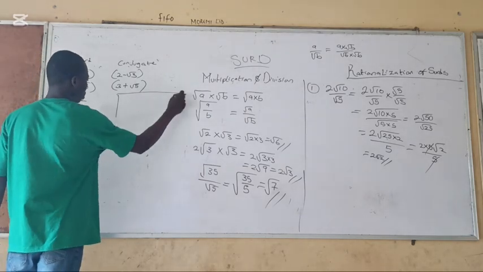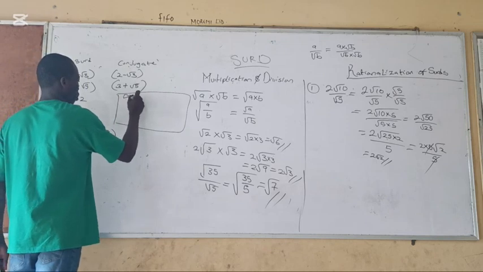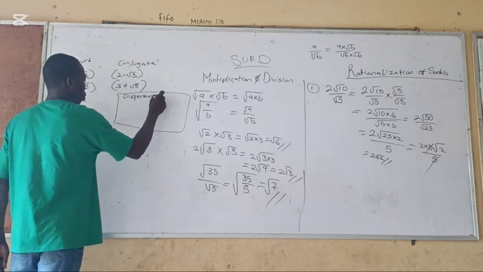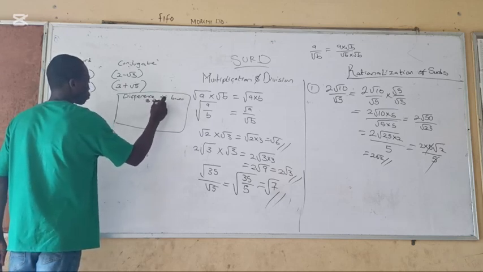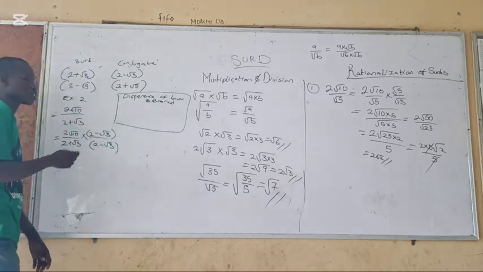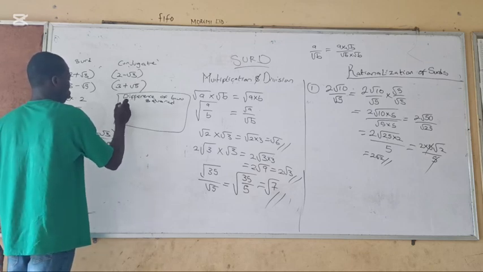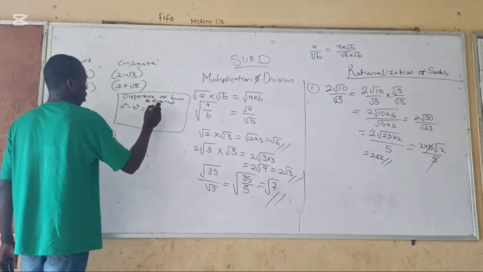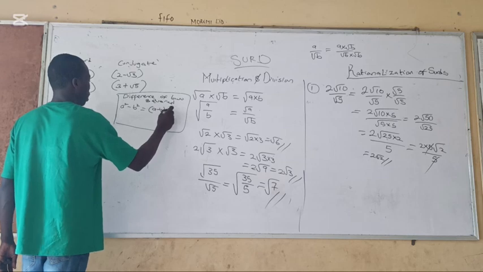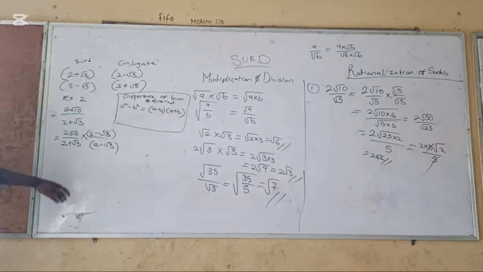Now, I want you to recall this. We call it difference of 2 squared. For instance, you have a squared minus b squared. This is equal to a minus b multiplied by a plus b. Don't forget, we are going to apply it here now.